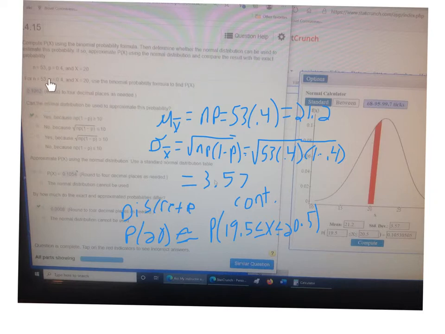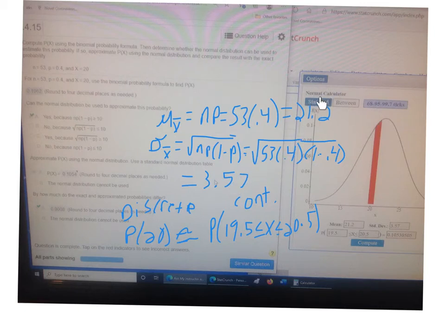So I guess you must have found it using the binomial formula, maybe technology or by hand. And then I guess you said yes, you can approximate it using normal distribution. So then they asked you to do this. And so I found the mean of the samples, n times p, where n and p are given up here. That product's 21.2. Then the standard deviation for the sample is square root of n times p times 1 minus p, which is 53 times 0.4 times 1 minus 0.4, which comes out to 3.57.